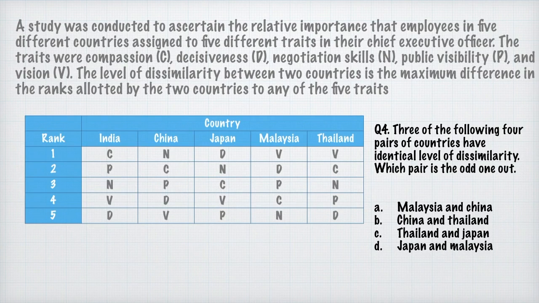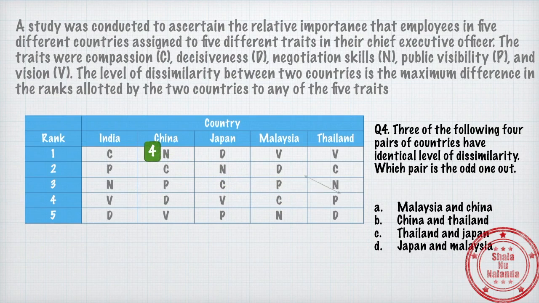Question number 4. Three of the following pairs of countries have identical level of dissimilarity. Which pair is the odd one out, right? So let me find out the level of dissimilarity for each of the options. Three of them will have the same level of dissimilarity. One of them will not have that level of dissimilarity, right? So let me try it out.